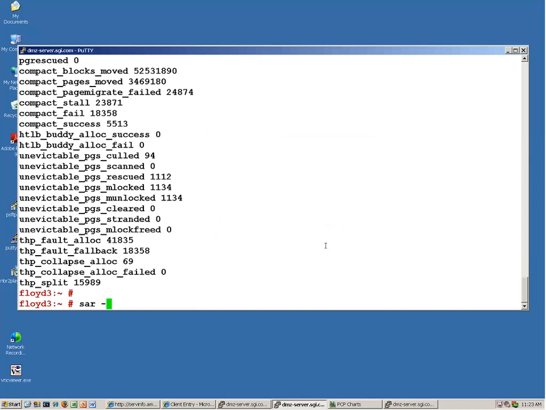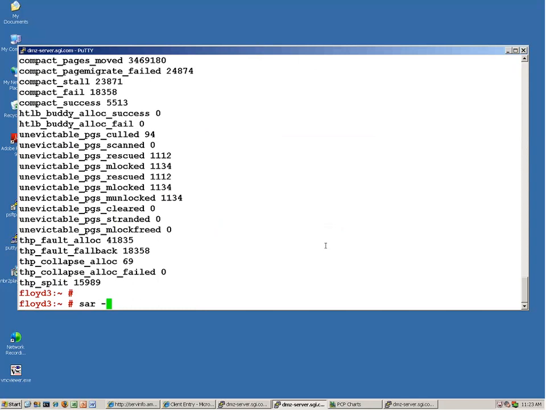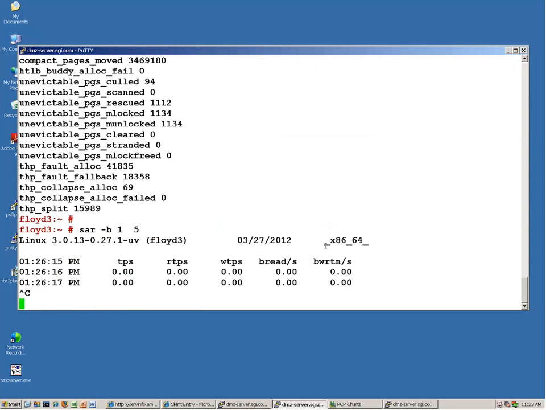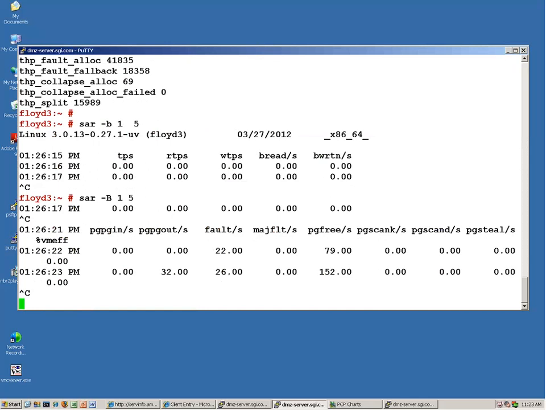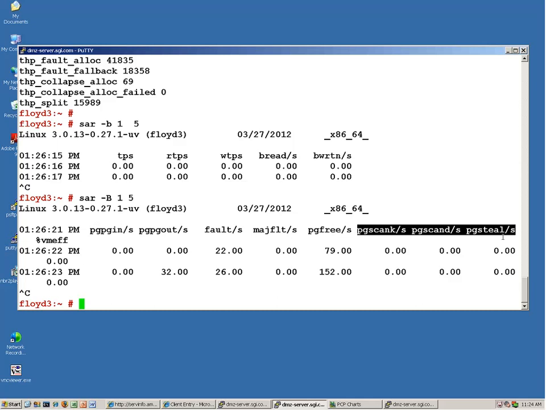By the way, I should try this, sar -B 1 5. So here's the swapping activity. Actually, this is just pages paged in, pages paged out. That, by the way, is what PCP was doing for disk IOPS. And then here are my page faults, and here's my swap. And then here's what we were looking at, pages being freed, and then here are the scans trying to find memory to recover. But I'm not seeing anything there right now.